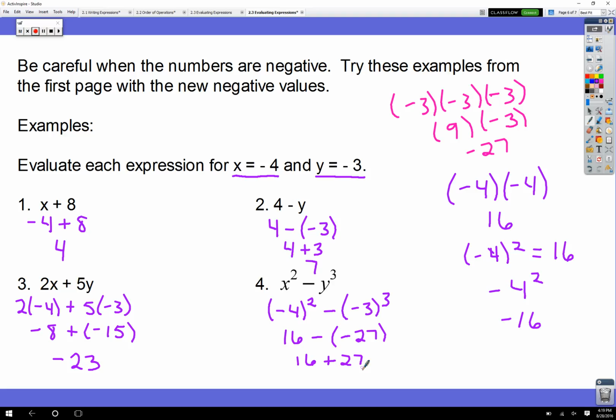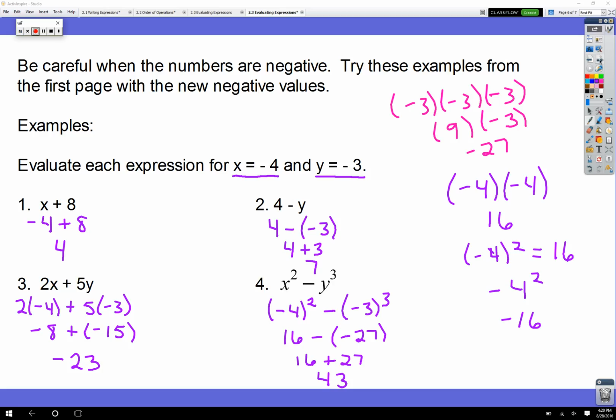Let's see, that would be 36. That would be 43. And when I do mental math in my head, I add 16 plus 20 first, and I get 36, and then I add the 7 to give me 43. Now, if you go back and look at the answers from the first page, the answers are very different on this page with the addition of those negative numbers. So that's why it's really important to be careful with negative numbers.